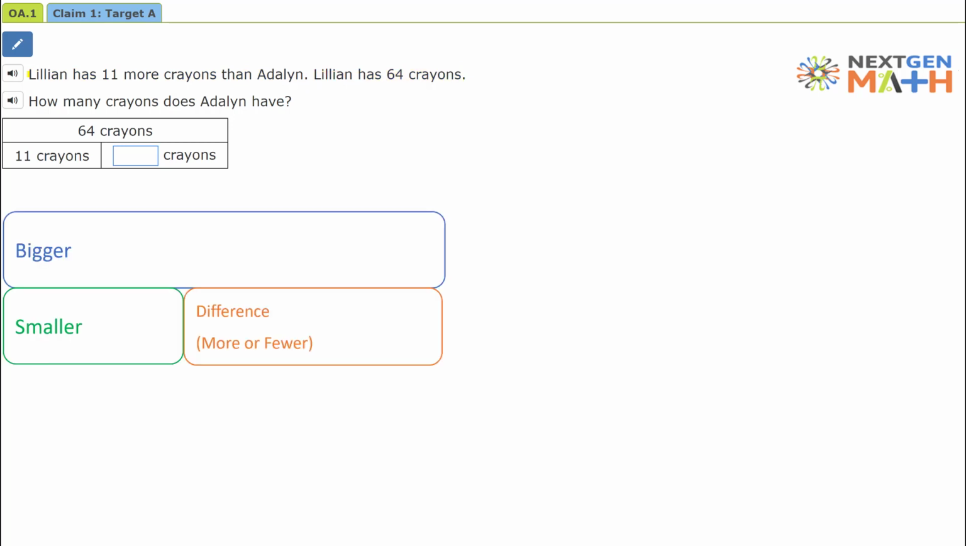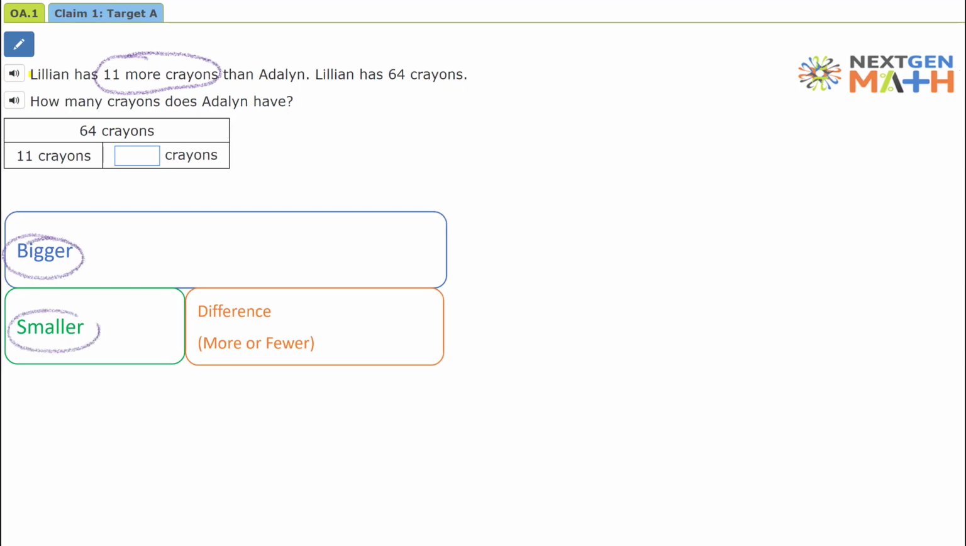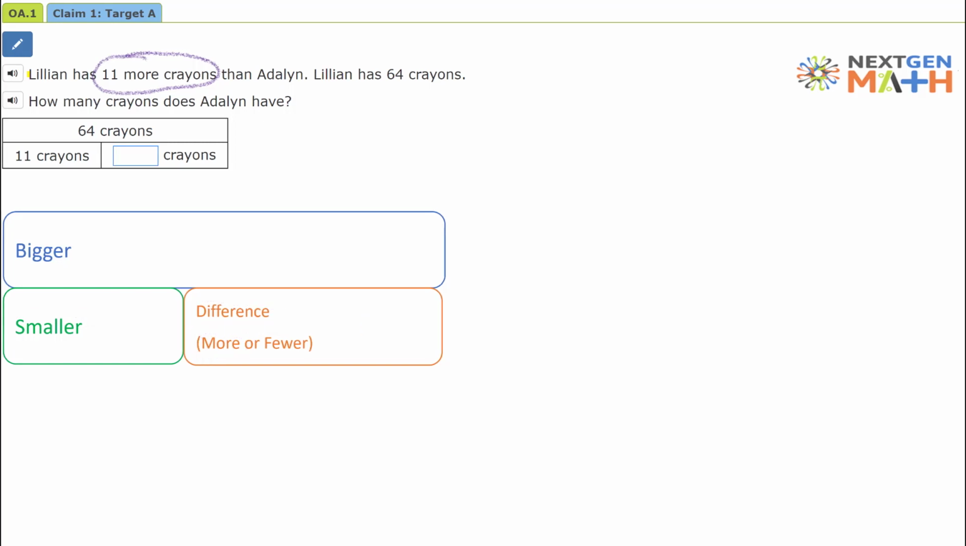Because of this key phrase right here, 11 more crayons. And so that's telling me that we're going to be comparing something bigger to something smaller with a difference. And that difference is a more, and that more right there says 11. So right away, I know there's going to be a difference of 11. So let's go ahead and reread this problem using this graphic organizer to help solve it.